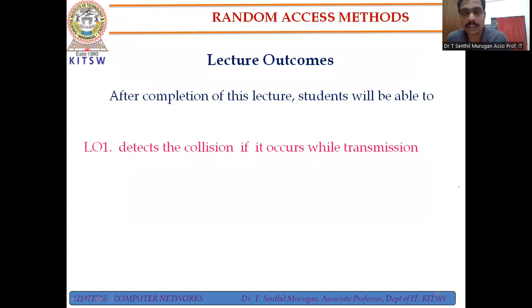Before discussing these topics, we have to discuss the outcome. What is the outcome? After completion of this lecture, students will be able to detect a collision if it occurs during data transmission in the carrier. Using the carrier sense multiple access collision detection method, you are able to detect whether a collision occurred or not, and how to avoid the collision. So this is the outcome of this lecture.